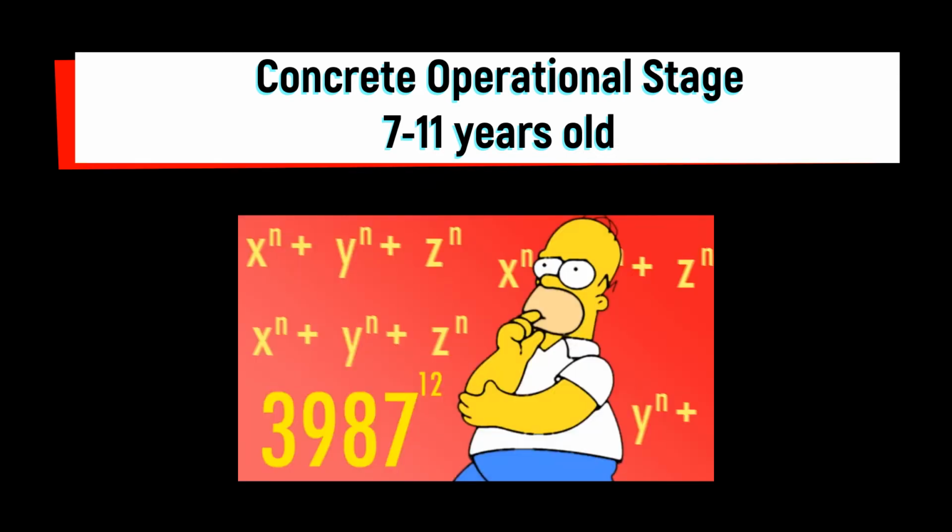The next stage is known as the concrete operational stage, which goes from 7 to 11 years of age. This is when children begin to think very logically about the world around them. They do begin to grasp conservation, including mass and volume. This is also when children begin to recognize that other people have feelings and thoughts that are different from their own. They're no longer as egocentric as before.